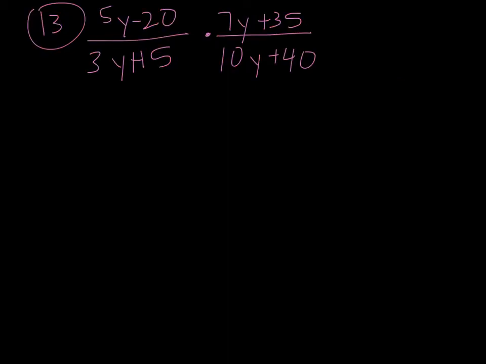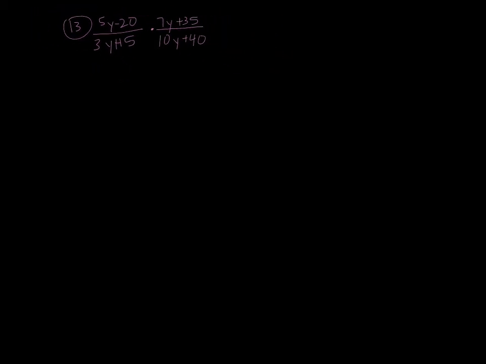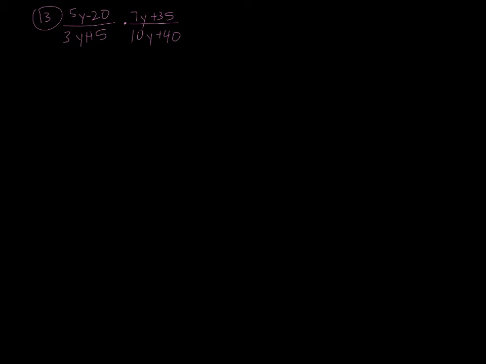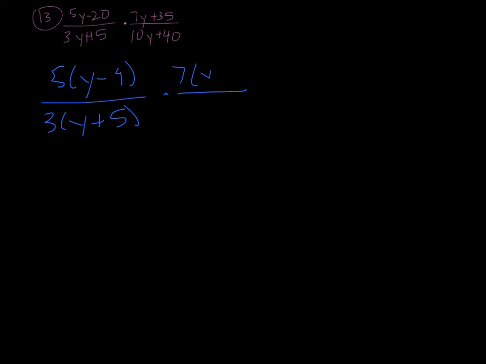Next up, question number 13. Always for every single problem, first thing you should do is factor. So I'm just going to shrink this a little bit to give me more room. So if I'm factoring this, I can take out a 5 out of both of those. On the bottom, I can take out a 3, leaving me with this. On top, I can take out a 7. Here we go, and on bottom, I can take out a 10.